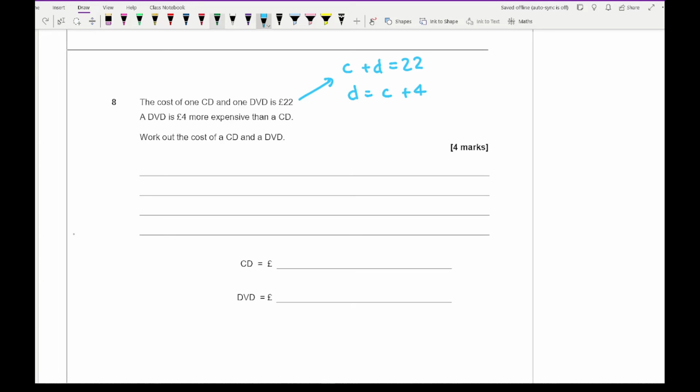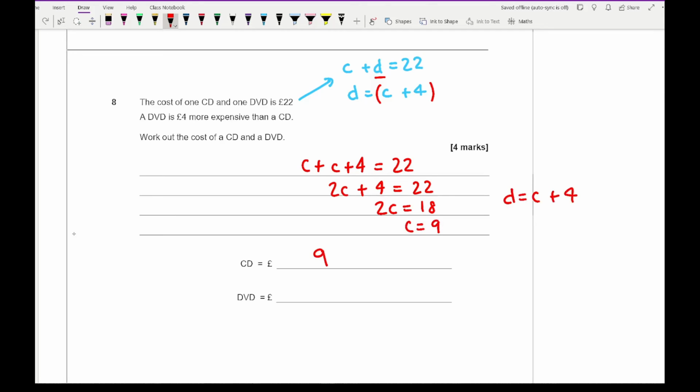Looking at this, we can use the substitution method, or you can rearrange to make the equations equal to each other. So if we swap D with C plus 4, I get C plus C plus 4 equals 22. So 2C plus 4 equals 22. So 2C equals 18. So C equals 9. And if D equals C plus 4, then D is going to equal 9 plus 4, which is 13.